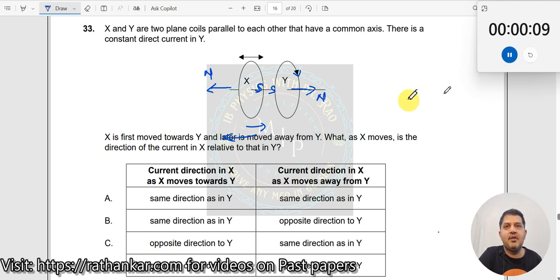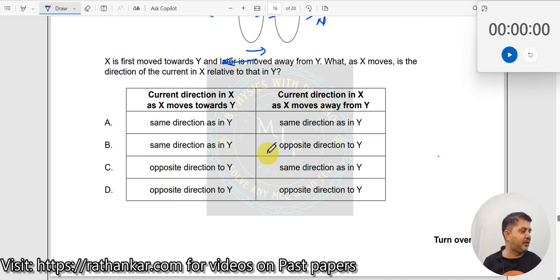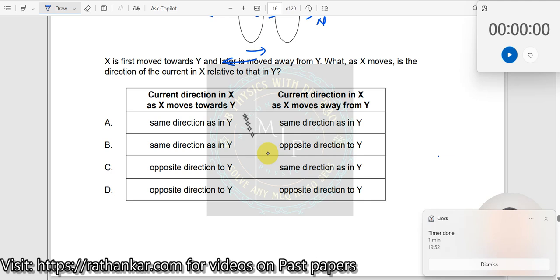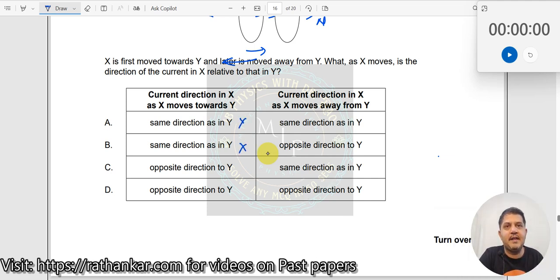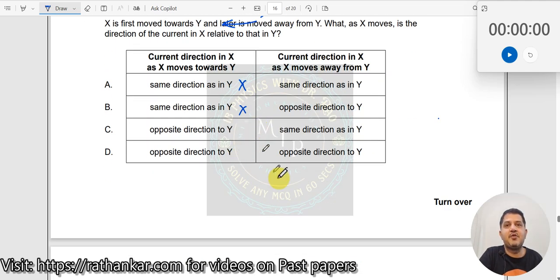So if this becomes a north pole, what is the direction of the current over here? It should be opposite to that of Y, and hence these two options are incorrect. Okay. Next, one of the remaining options should be correct here.